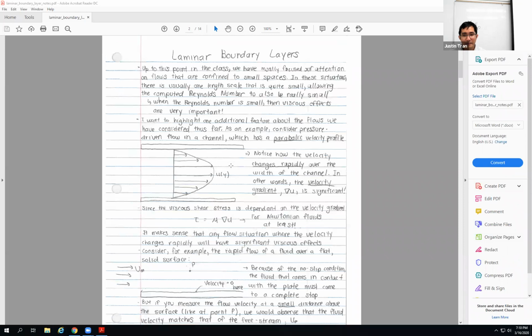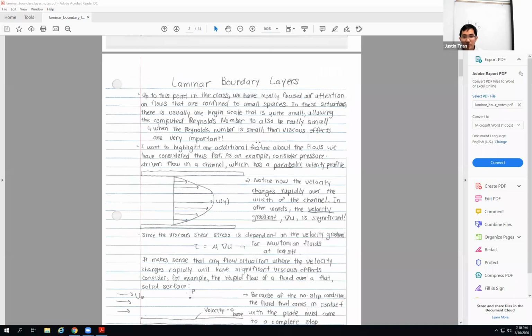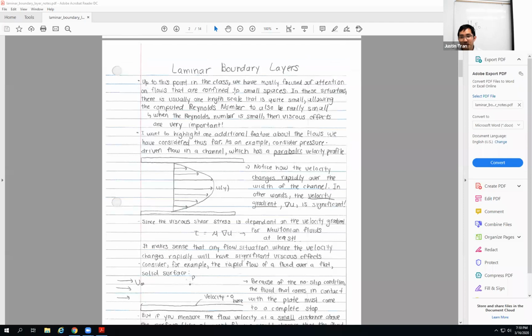Okay. So here we have laminar boundary layers. So let me zoom in a little bit. Okay, let's bring up the pen.